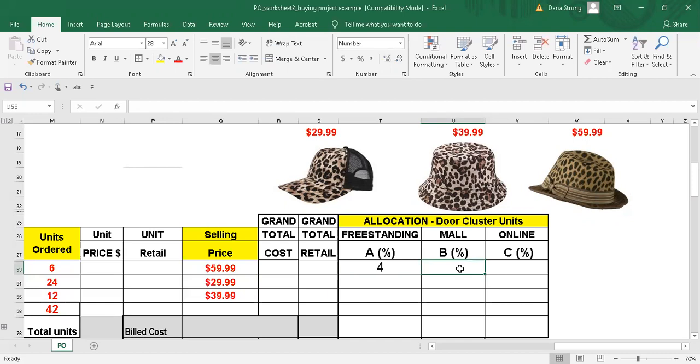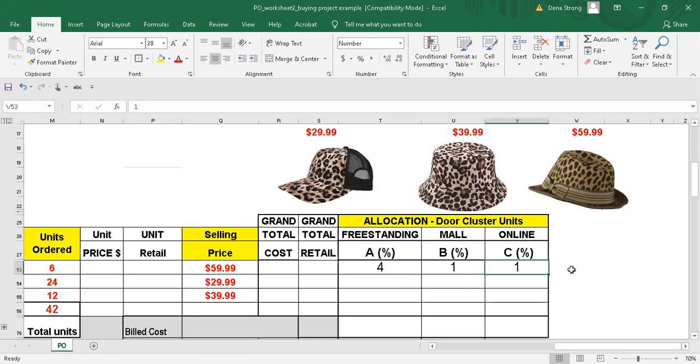And our mall store, I'm only going to give them 1 hat, because this customer is more conservative and they like more moderate prices. This hat is moderate. It's not quite $60. So I'll give the mall store 1 hat. And then our online customers typically shop more affordably priced, so let's just give them 1 hat as well. And that will be the 6 hats: 4, 5, 6.